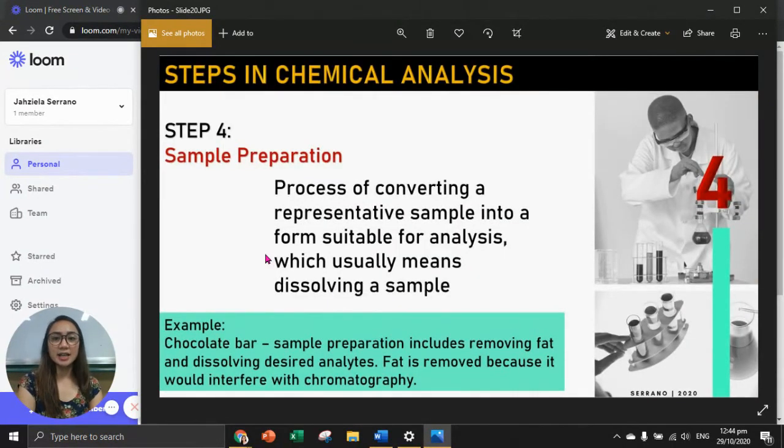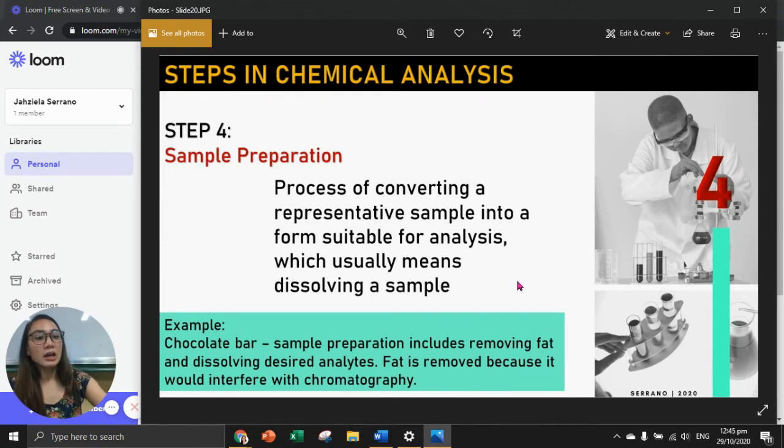Okay, so next is step 4, which is sample preparation. So this time, it's the process of converting a representative sample into a form that is more suitable for analysis, which usually means dissolving a sample. So for example natin, yung chocolate bar. So yung sample preparation includes removing fat and dissolving desired analytes. So yung fat daw dun sa chocolate bar natin, it is removed because it would interfere with chromatography.